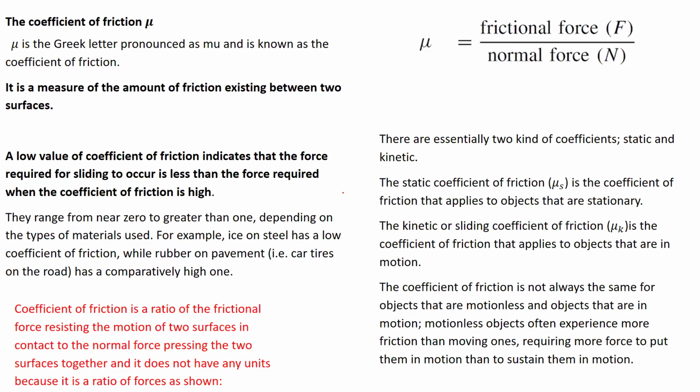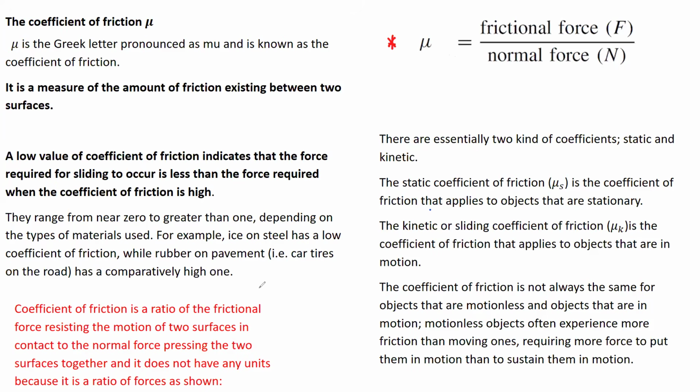In terms of definition, the red letters at the bottom of the screen say that the coefficient of friction is a ratio of the frictional force resisting the motion of two surfaces in contact to the normal force pressing the two surfaces together, and it does not have any units because it's a ratio of forces. Let me explain, follow my lead. I got your back here.